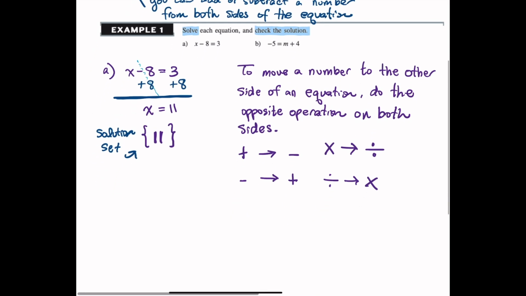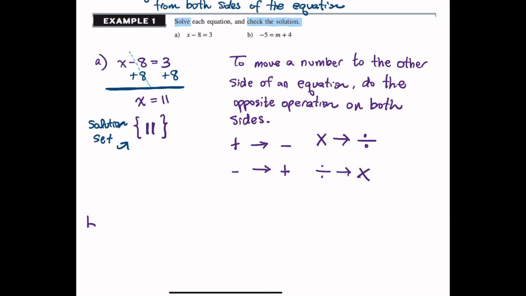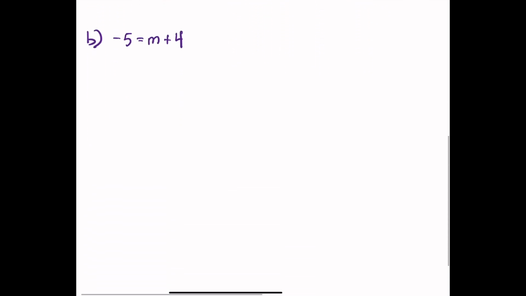So let's look at example B. This one says -5 equals m plus 4. So we want to do the same thing. We want to solve and then check our solution. Notice this time the variable is on the right side of the equation. It can be on either the left side or the right side. A lot of times you'll see it on the left side. Commonly, a lot of students like to move it over to the left side to solve. But you can keep it on the right side if it's easier. Sometimes it'll be easier to do that.